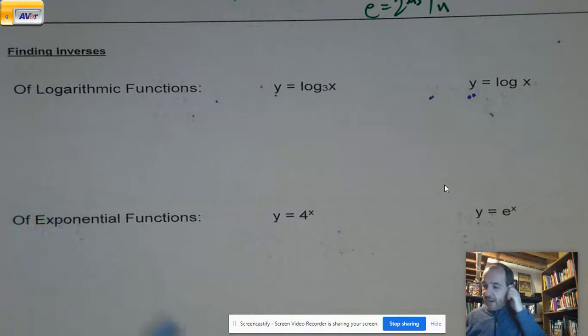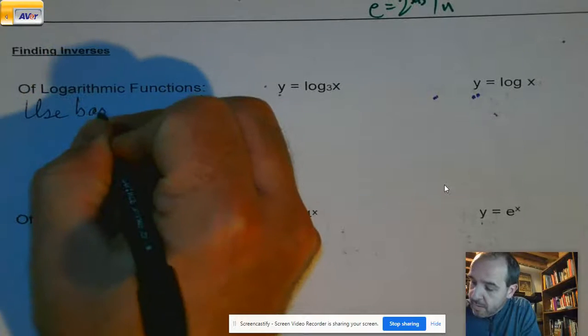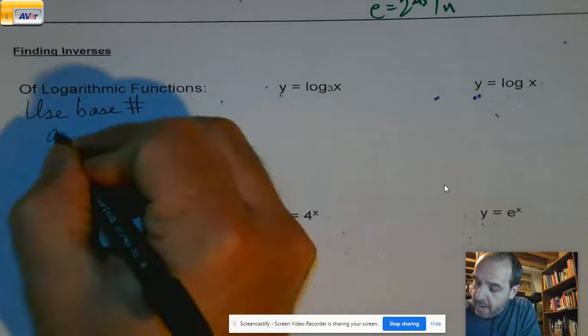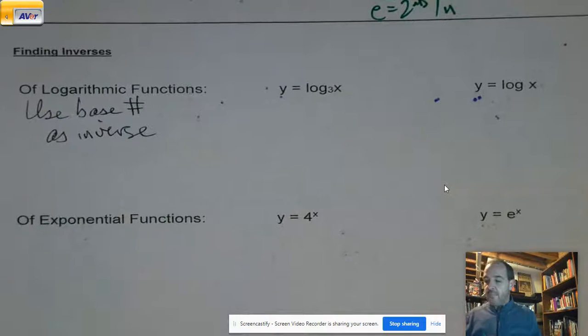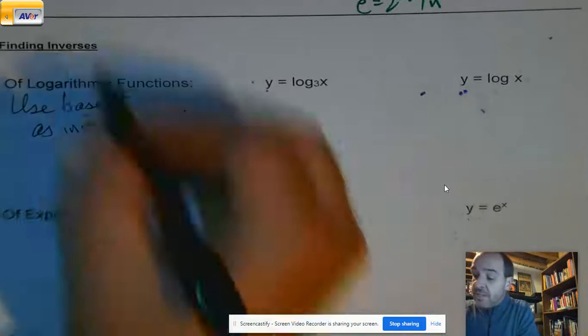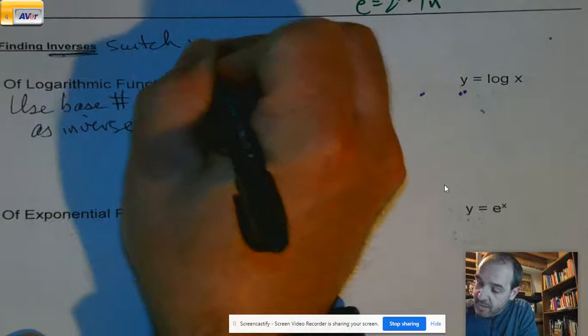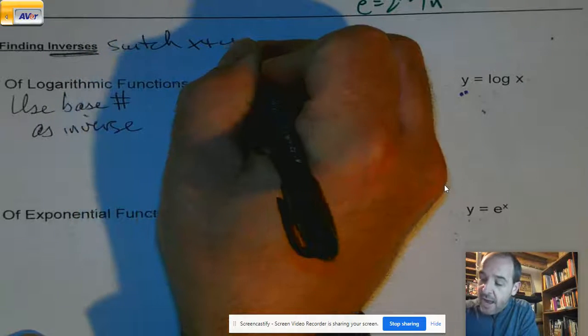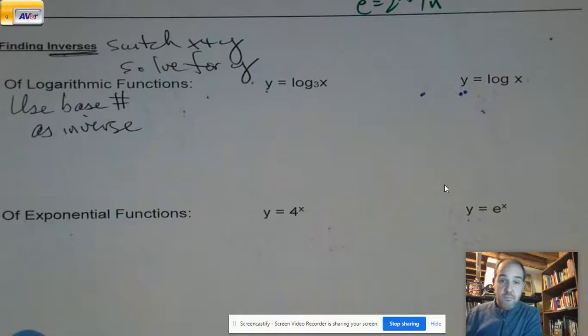So finding inverses. We were kind of chatting about it up above. You're going to use the base number as your inverse. So when you get a question here like, y equals log base 3 of x, remember, we're still finding an inverse, so you still need to switch x and y and solve for y.